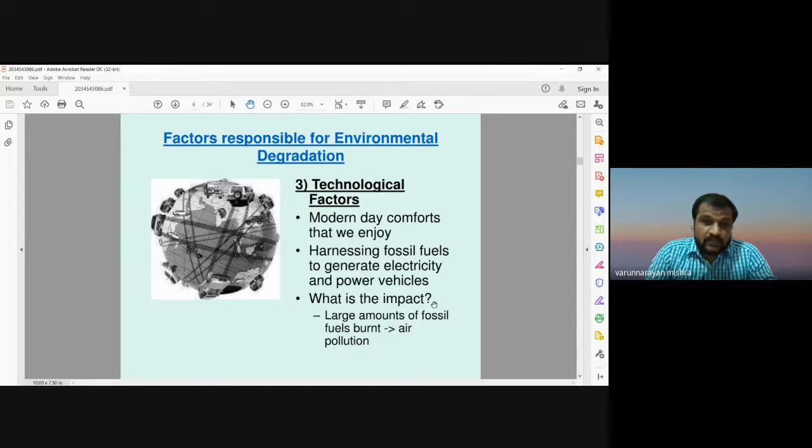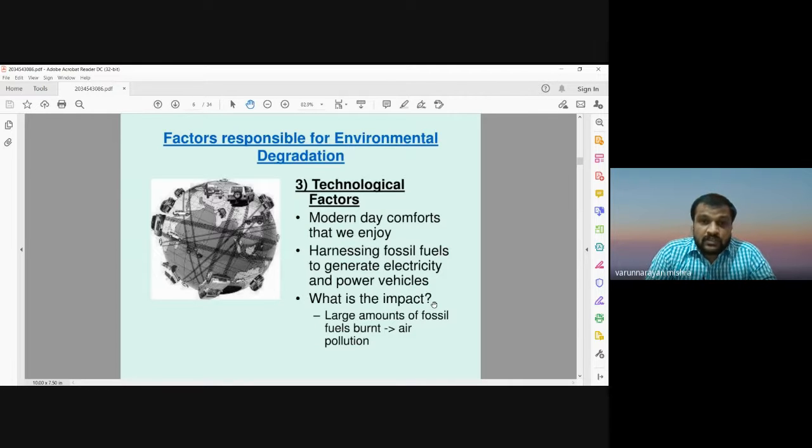The modern day comforts that we enjoy, harnessing fossil fuels to generate electricity and power vehicles. Because of these technological factors, they are having a negative impact on air pollution, or you can say the air quality is degrading day by day. Because of the burning of fossil fuels, the concentration of carbon dioxide is increasing day by day, so it is degrading the air quality and causes air pollution.